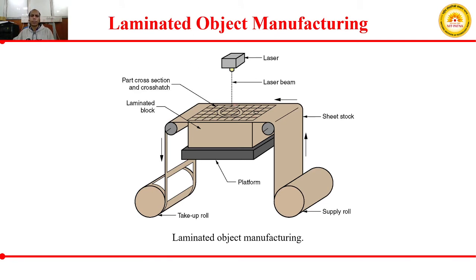we have stock, we have a supply roll, and under this we are laminating one layer over another layer. So here you can see this material is moving, coming onto your base, and through this laser source we are laminating one sheet over another sheet. Okay, so this is just for overview.